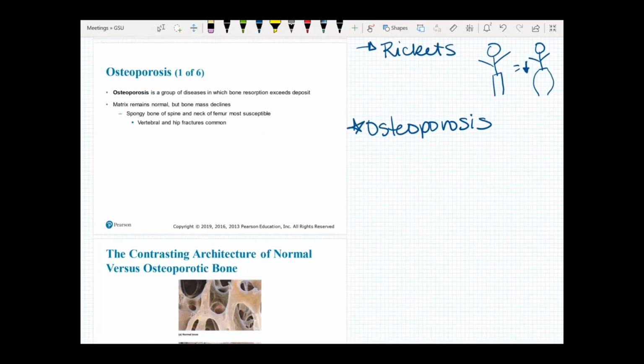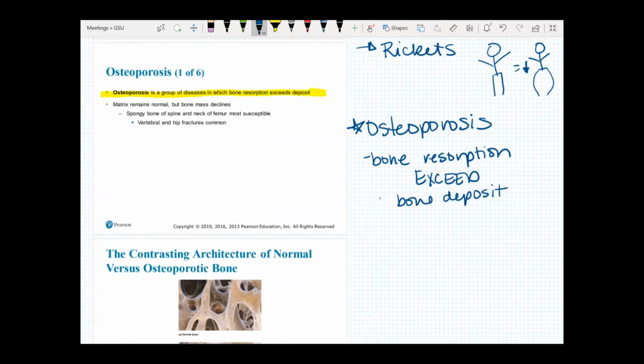Osteoporosis is probably one of the most common, and it's actually a group of diseases. What is happening with osteoporosis is bone resorption. The taking up of old bone will actually exceed bone deposit. So the ability to break down your bones is greater than laying down new bone. The composition of the bones is going to be fine. So your bone mineral composition is totally appropriate.